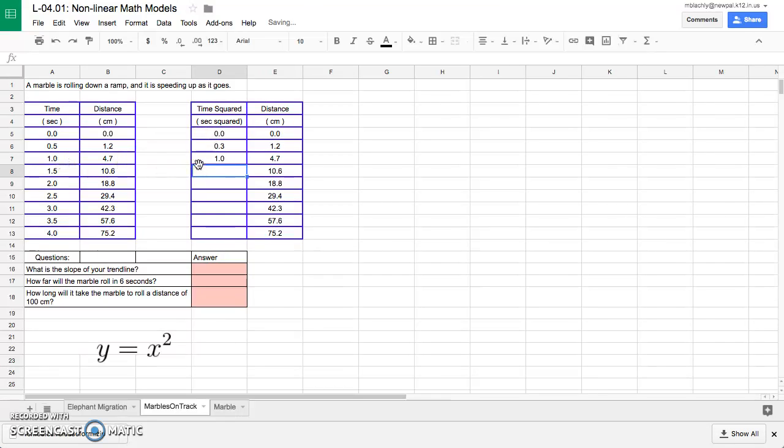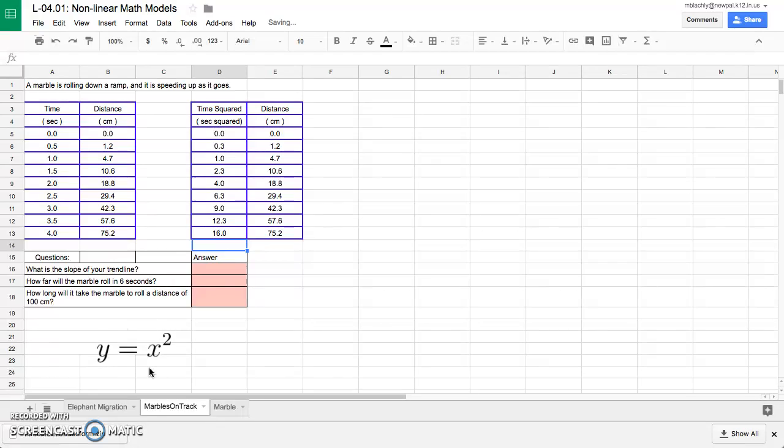1.5 times 1.5 is 2.25. And the computer's rounding here, that's okay. 2 squared is 2 times 2, which is 4. 2.5 squared is 6.25. 3 squared is 9. 3.5 squared, and I'm using my calculator, is 12.25. And lastly, 4 squared is 16.